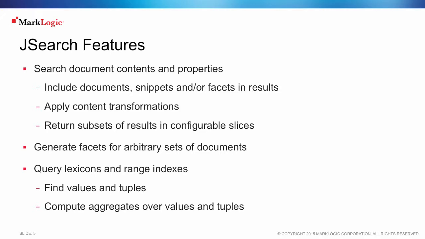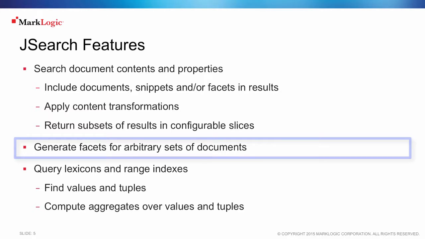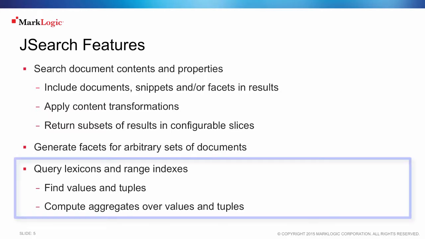JSearch features include searching document contents and properties, including documents, snippets and/or facets in results, applying content transformations, and returning subsets of results in configurable slices. You can generate facets for arbitrary sets of documents. You can query lexicons and range indexes, finding values and tuples, and also computing aggregates over these values and tuples.